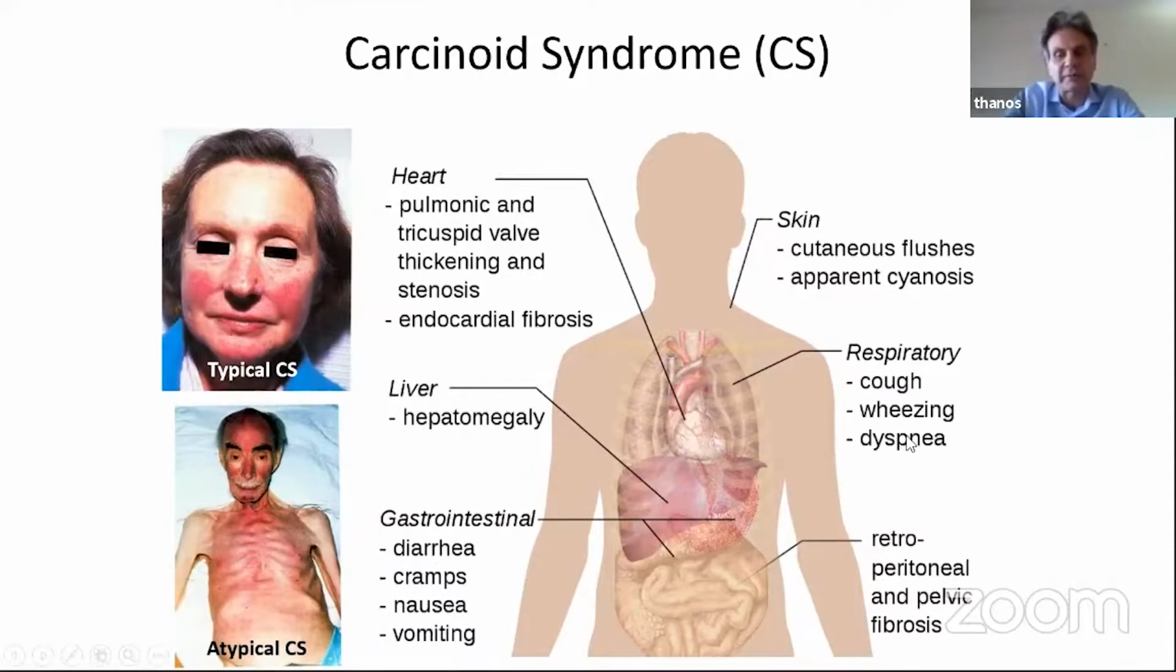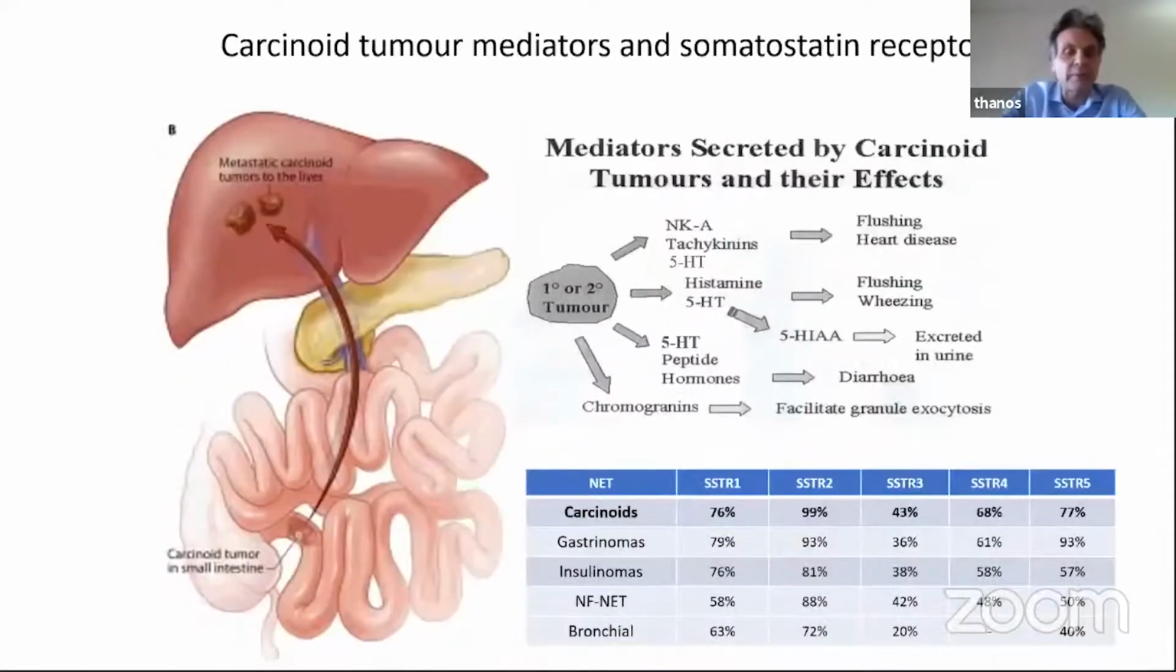Sometimes we have symptoms from the respiratory system as well. So the rationale of developing this syndrome is that you have bioactive compounds, particularly secreted from the small intestine, although sometimes this can happen from other tumors that bypass the liver. And this is very important because one of the compounds responsible for the syndrome, serotonin, is not metabolized in the liver and therefore can exert its effect. And sometimes you have quite a lot of mesenteric metastasis, as you can see from this slide.